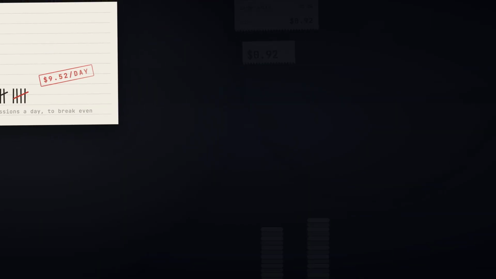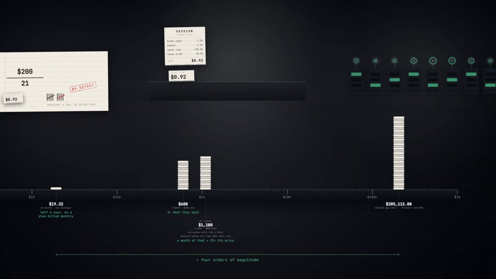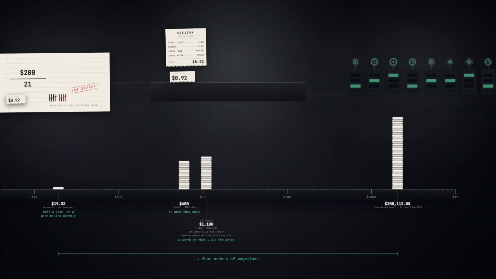So is it worth it? For most people, no. And you don't have to take that on trust. The whole check is one division and 1 week of paying attention.